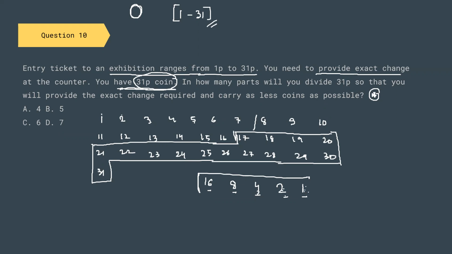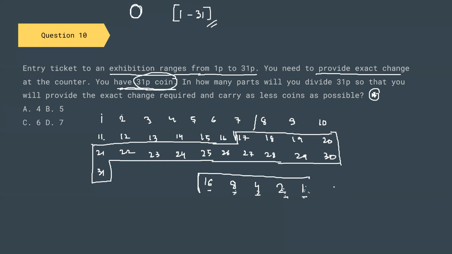For 8, we can use this coin. For 9, we can use 8 plus 1. For 10, we can use 8 plus 2. For 11, we can use 8 plus 2 plus 1. For 13, we can use 8 plus 4 plus 1.